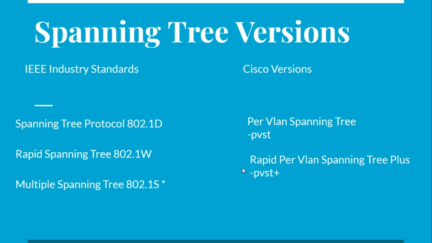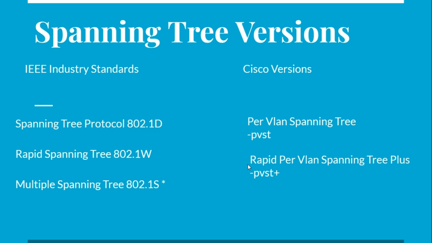But the major difference between multiple spanning tree and rapid per VLAN spanning tree, other than one of them being a Cisco version and the other an industry standard, is that multiple spanning tree allows for a high amount of VLANs. So if you have like 100 or 200 VLANs, you're going to want to use multiple spanning tree. When it's, hey, I just have like 4 VLANs, you're going to want to use rapid per VLAN spanning tree.